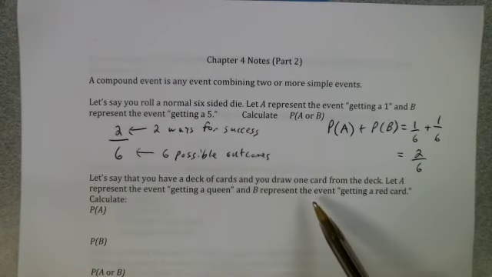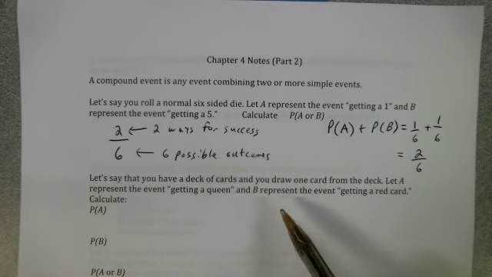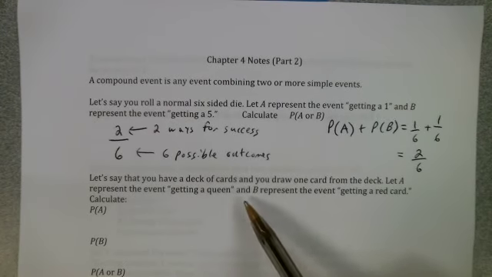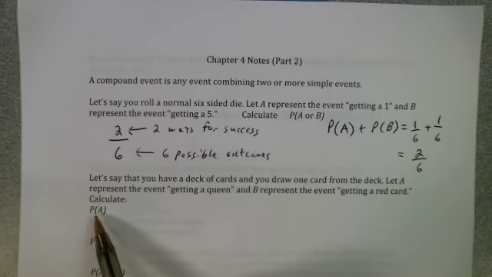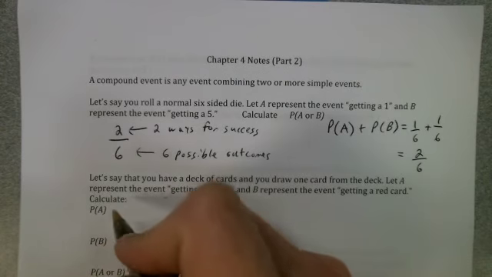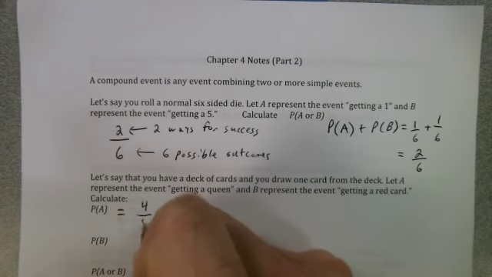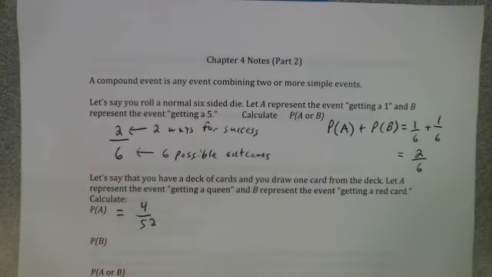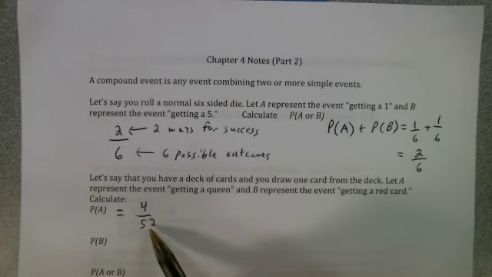Let's say that you have a deck of cards and you draw one card from the deck. Let A represent the event getting a queen and B represent the event getting a red card. Now calculate probability of A. So what's the probability of getting a queen? Well, there are 4 queens in 52 cards. So the probability of getting a queen is 4 out of 52, or 1/13. I'll leave it as that, though.